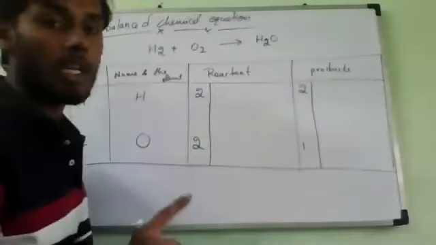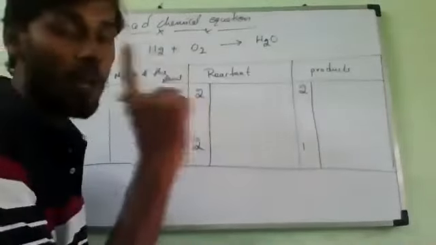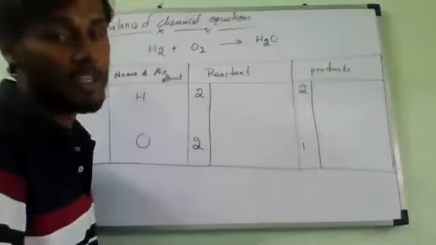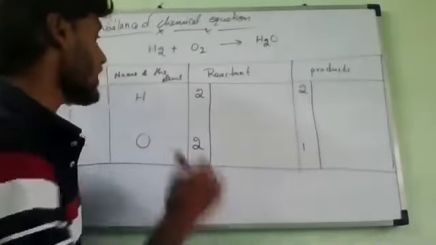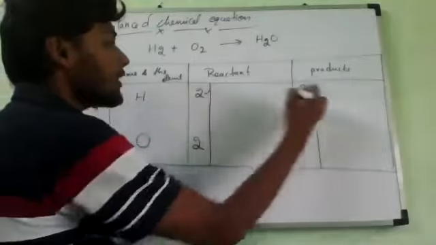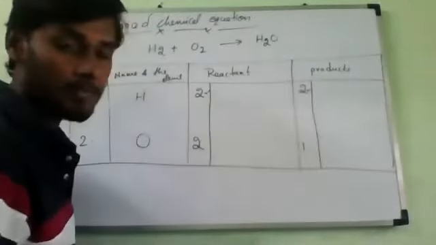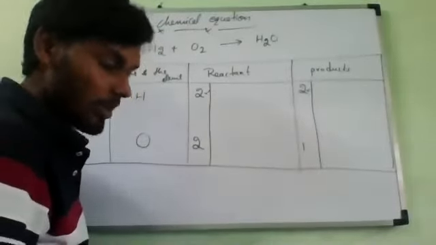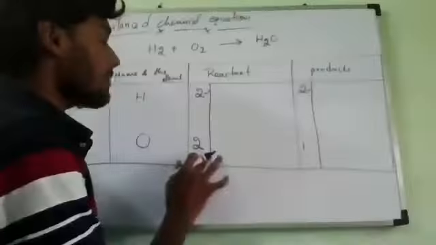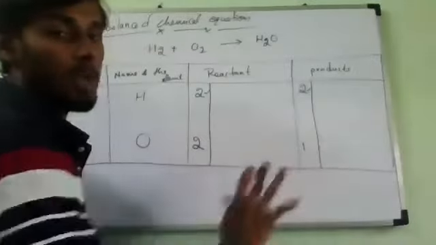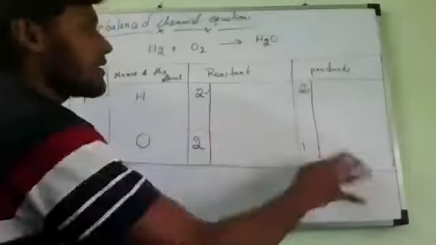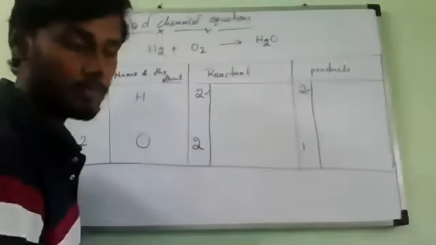Now, stepwise we have to check it. Remember, always in a chemical equation, if you try to balance one atom, another atom may also change. Now you observe hydrogens. First step: number of hydrogens balanced or not? Yes, balanced. Number of oxygens, balanced or unbalanced? Unbalanced. Which side unbalanced, product side or reactant side? Product side.